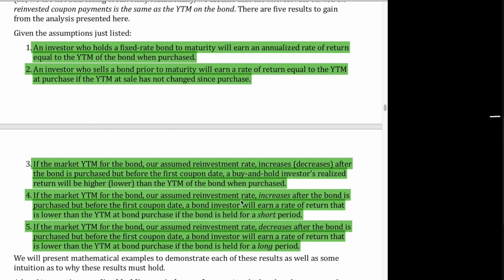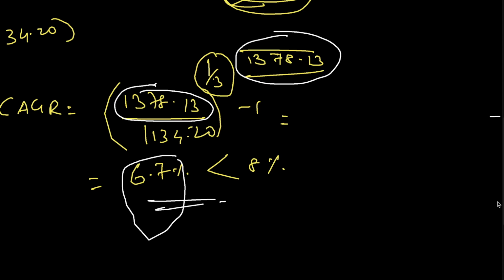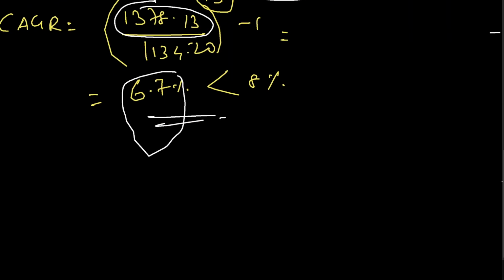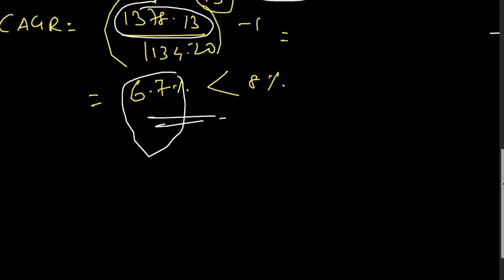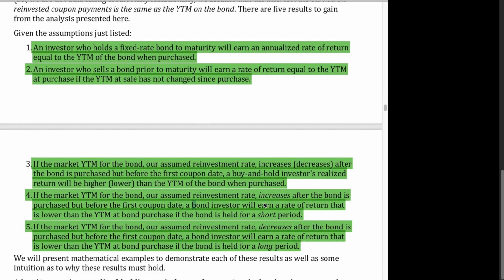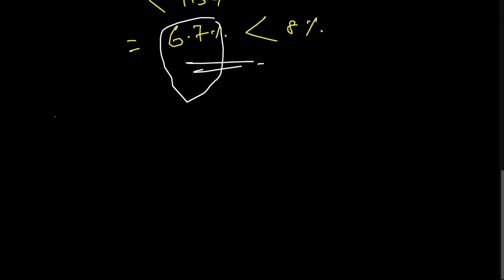Now suppose instead of an increase, suppose the interest rate comes down, then let's see what happens. So in that case, what will happen? Okay, so let me try that over here. Interest rate instead of increase, because this point says increase. Now imagine for a short period only you are holding and the interest rate comes down, then how will it impact?